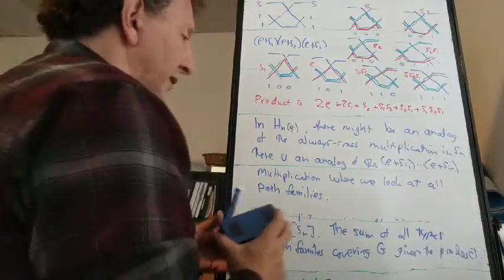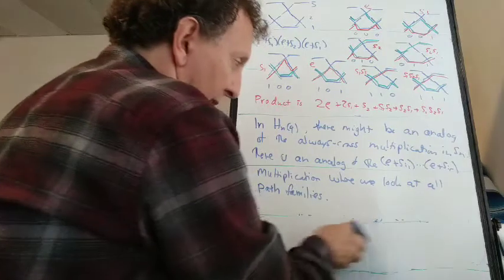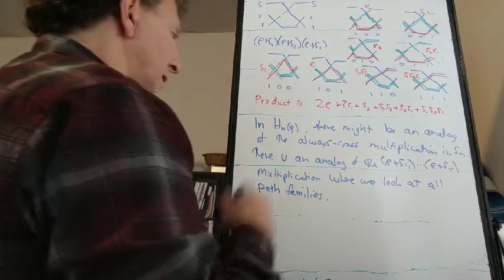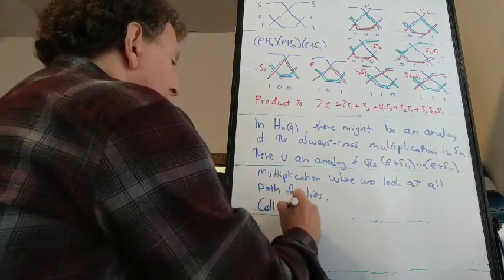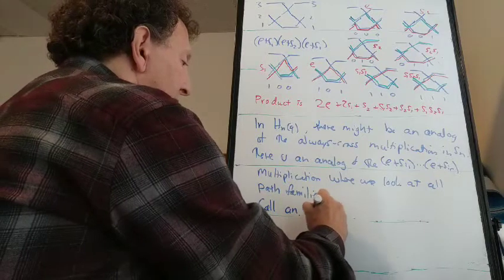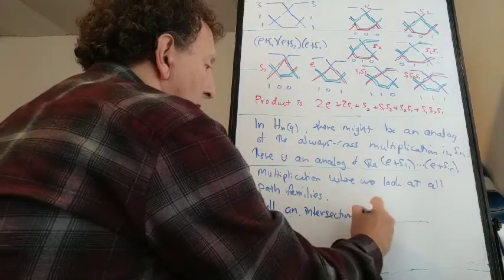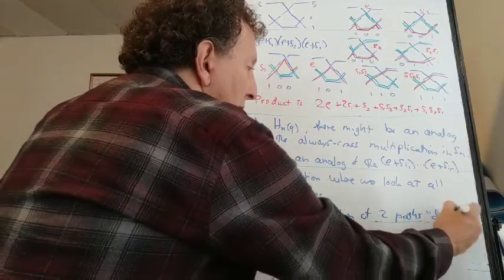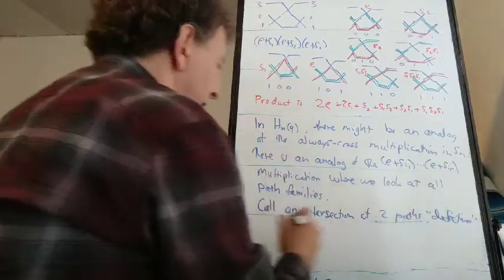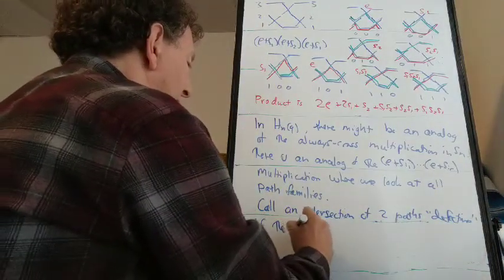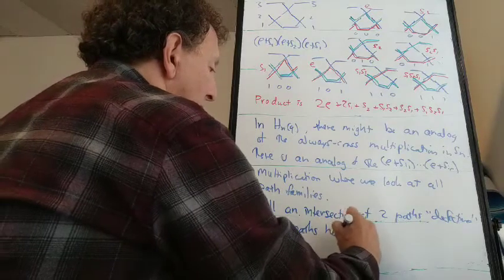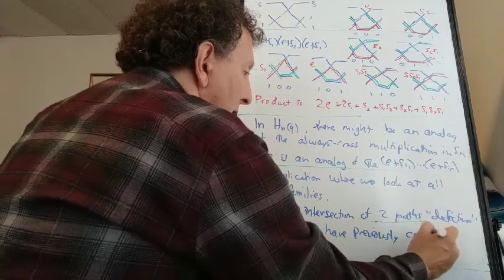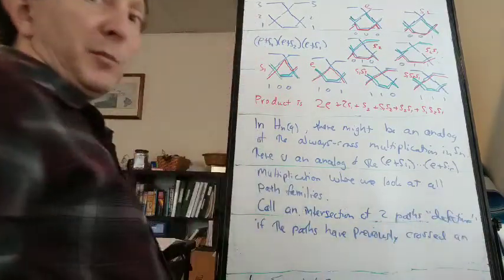No, we don't just record all the types of all the path families. We have to record a little bit more than that. Let's call an intersection of two paths defective if the paths have previously crossed an odd number of times.